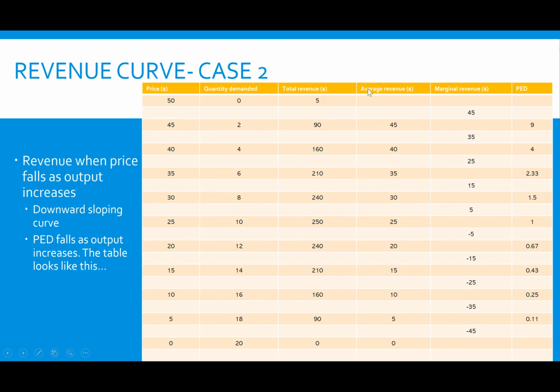Yeah, so there's a huge table here, but in this one, I would say this is what we're more familiar with, what we imagine when we talk about revenue and stuff. The second case is where revenue when price falls as output increases. So it is a downward sloping curve. It is pretty straightforward. Quantity demanded decreases when price increases.